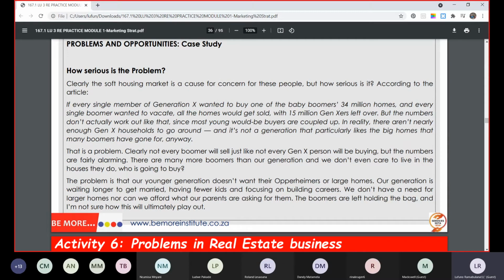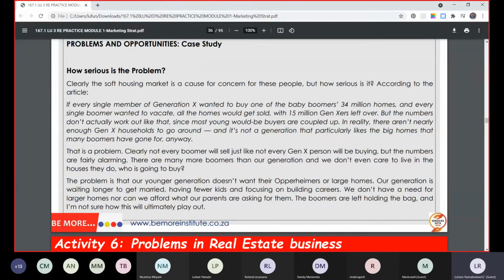According to the article, if every single member of Generation X wanted to buy one of the baby boomers' 34 million homes, and every single baby boomer wanted to vacate, all the homes would get sold, with 15 million Generation Xers left over. But the numbers do not actually work out that way, since most of the young would-be buyers are coupled up. In reality, there are not enough Generation X households to go around.